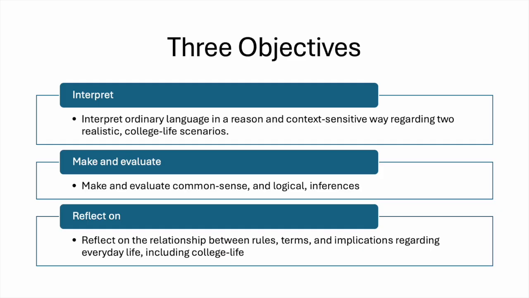Got 3 little basic objectives here to apply some common sense reasoning. We're going to need to interpret ordinary language in a reasonable and context-sensitive way regarding a realistic college scenario, not just a cartoon issue, like in Family Guy. We're going to need to make and evaluate common sense logical inferences. That's one of the things Peter struggled with, right? First, he has a mistaken piece of evidence, and then it takes him a long time to draw the correct inference, right? And then we want to reflect on the relationship between rules, terms, and implications regarding everyday life, including everyday college life. What we're driving at here is, what kind of common sense conclusions and reasoning can we use to answer everyday common sense questions about college?